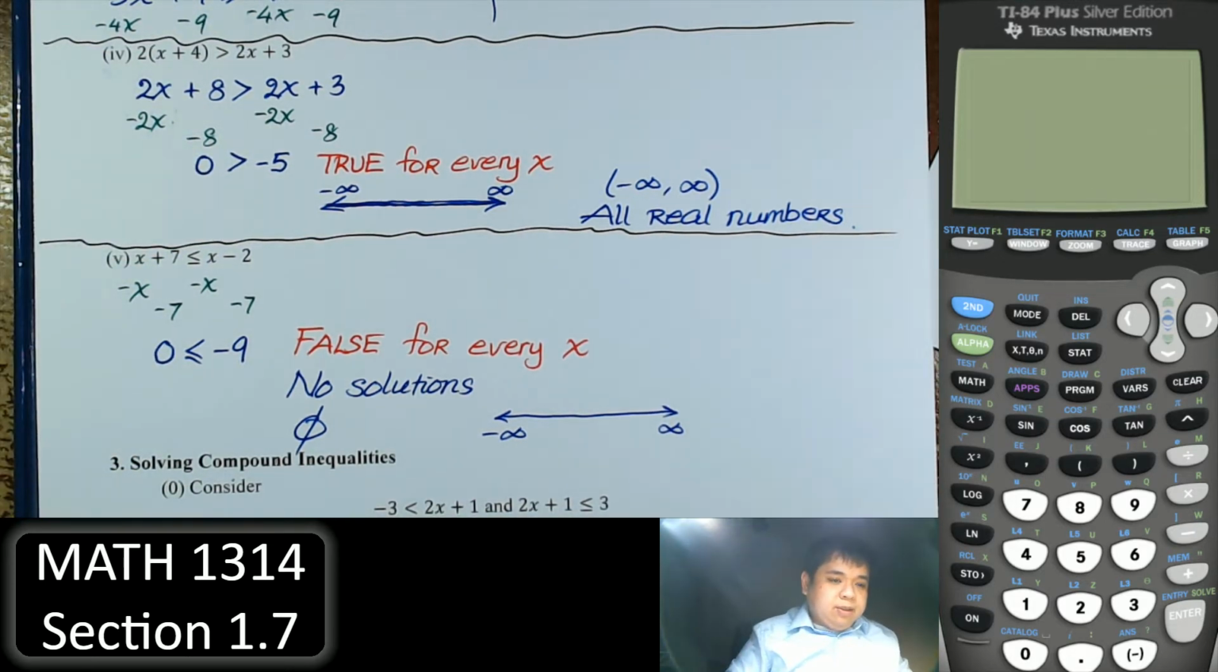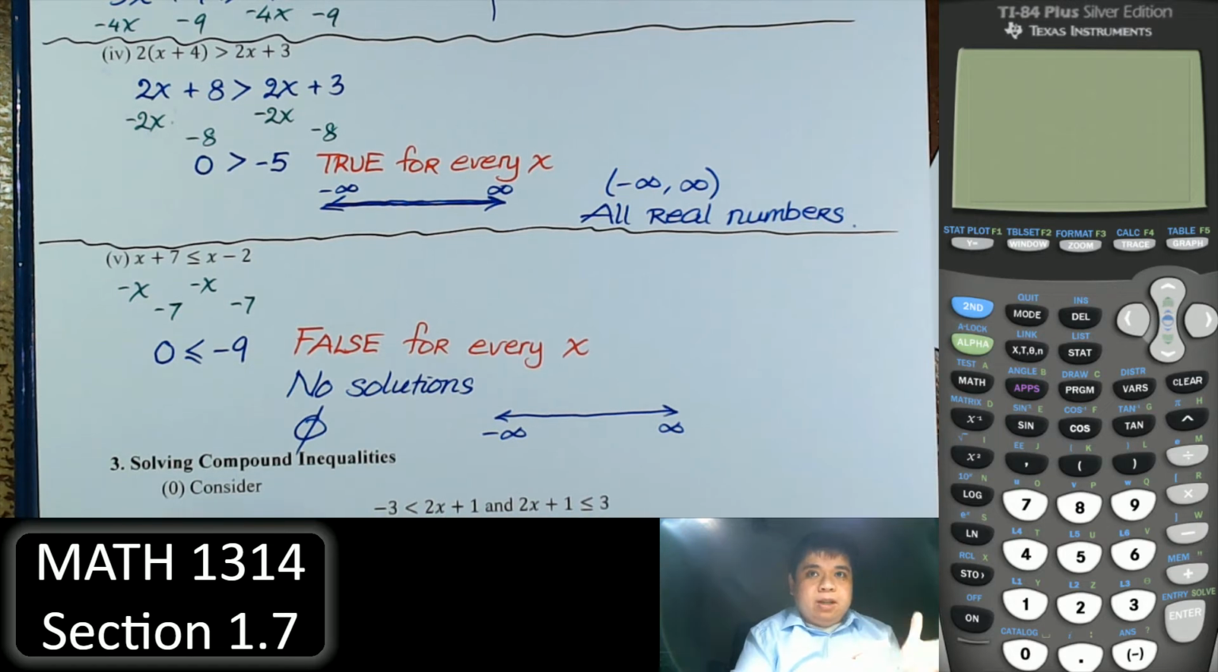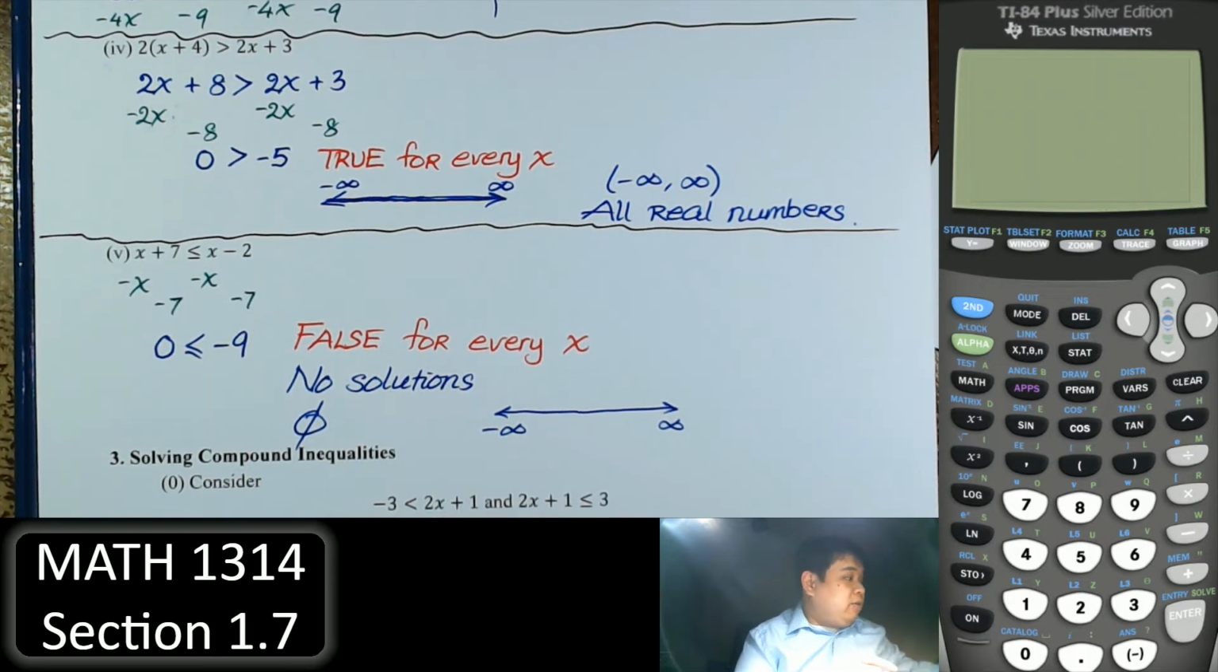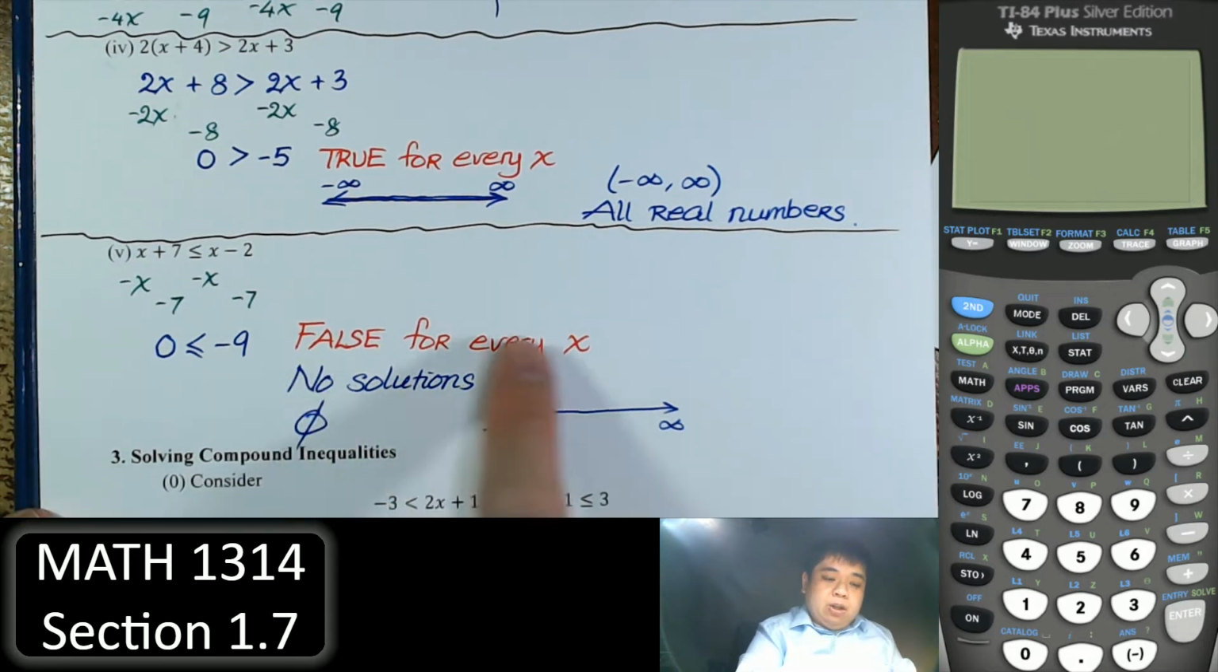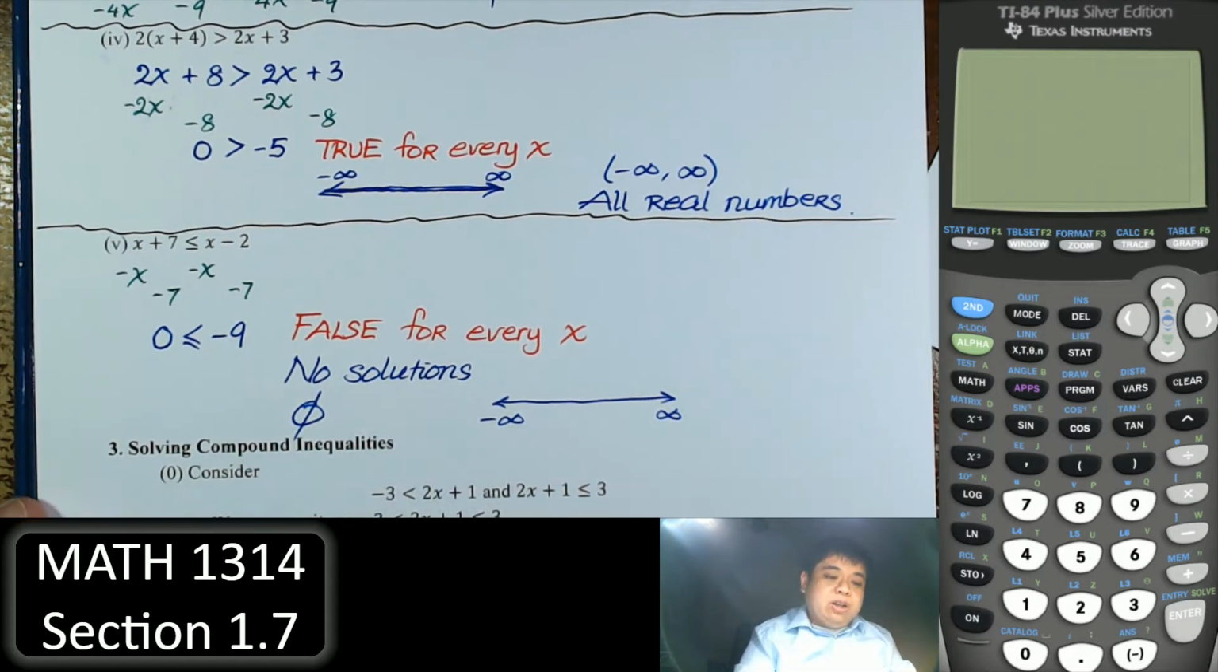Alright, so just like solving the equation, except when we multiply or divide by a negative number, we reverse the inequality, and we just need to know how to write the solution in the different notations.